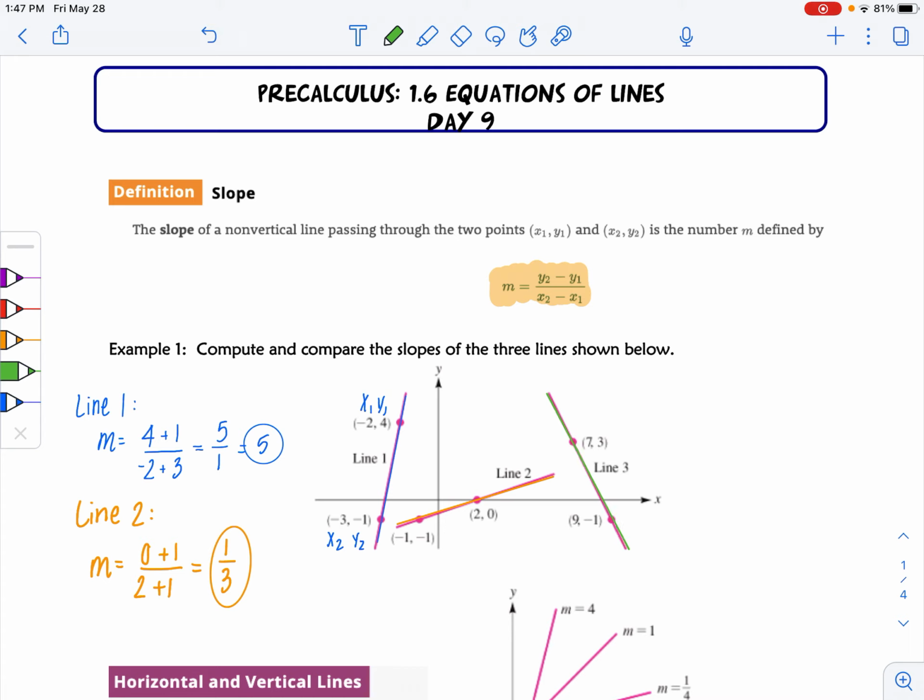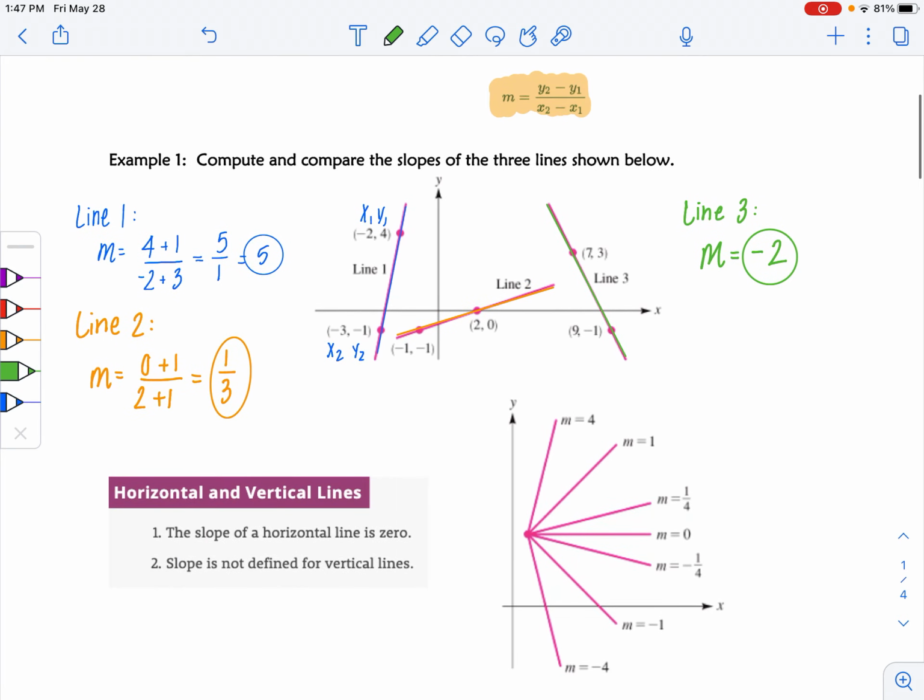The last one is this green one. Please take a moment and find the slope. Hopefully you get the slope is negative 2. If you don't, please take a moment and look back at the formula. It should be negative because as you read, it decreases. Now, those are pretty set in standard, right?